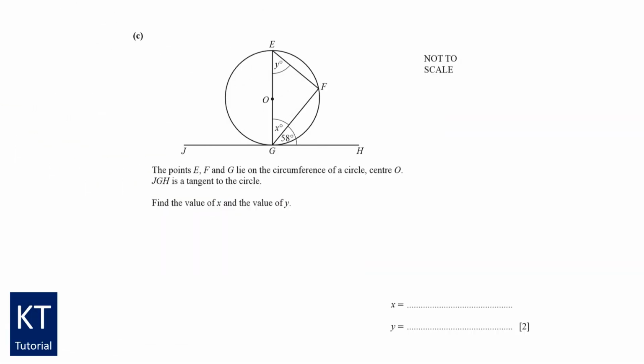Question 4c. The points E, F, and G lie on the circumference of a circle, center O. JGH is a tangent to the circle. Find the value of X and the value of Y. The line JGH being a tangent with GOE makes X just 90 degrees minus 58 degrees. Likewise, with GFE being a right angle triangle, Y is just 90 degrees minus X.